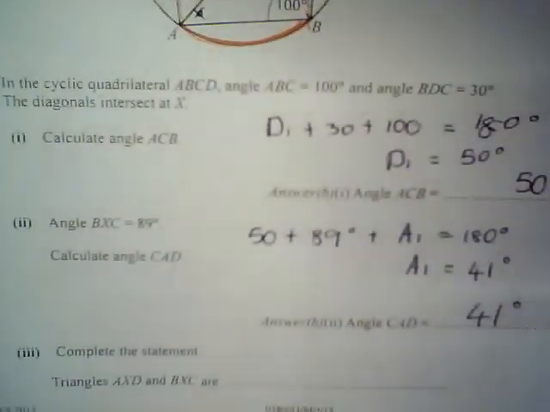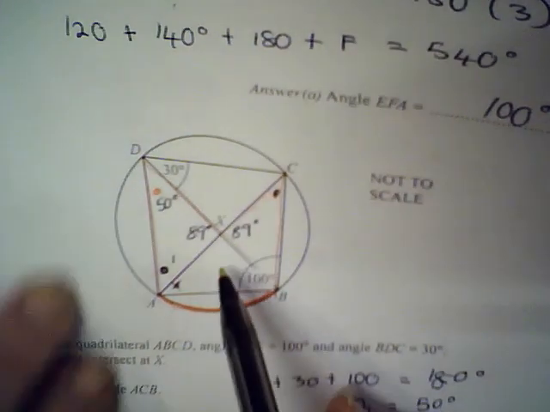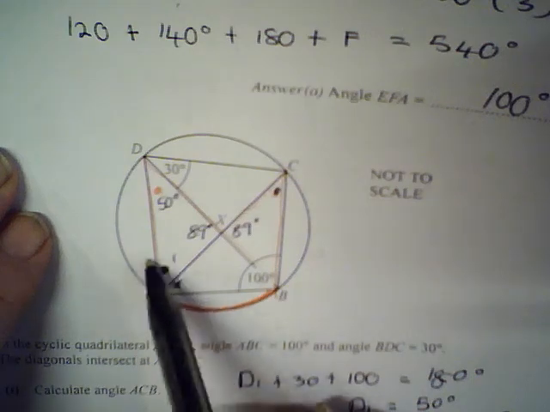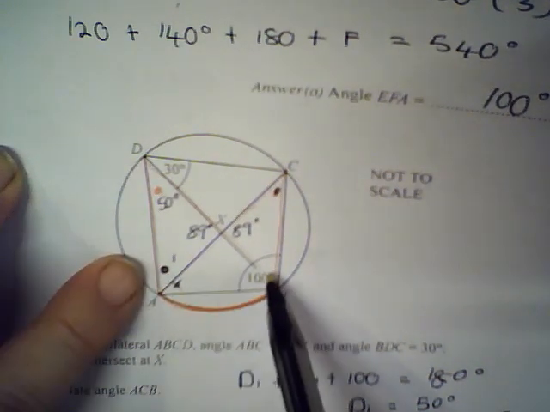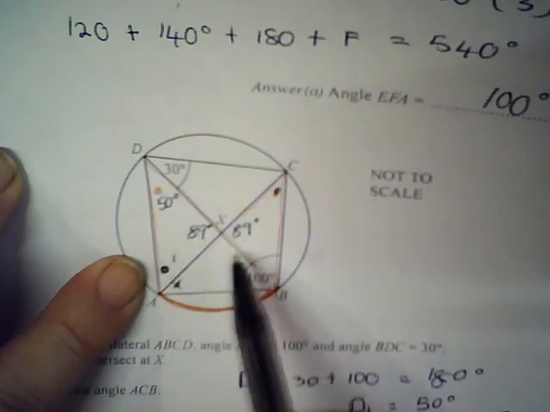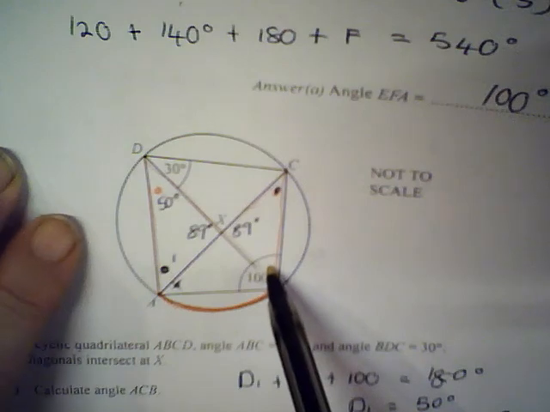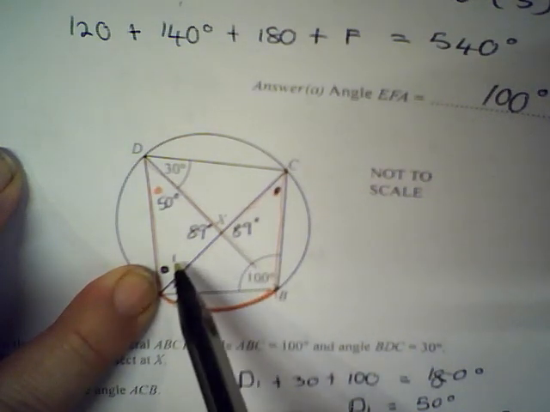So complete the statement. Triangles AXD and BXC are, okay, now we only know about the angle 50-50. We know that these two will add up to 100. That one and this one would be equal to one another, because if these two are equal to one another and we subtract from 180, it would be equal. And therefore, the triangles are similar.